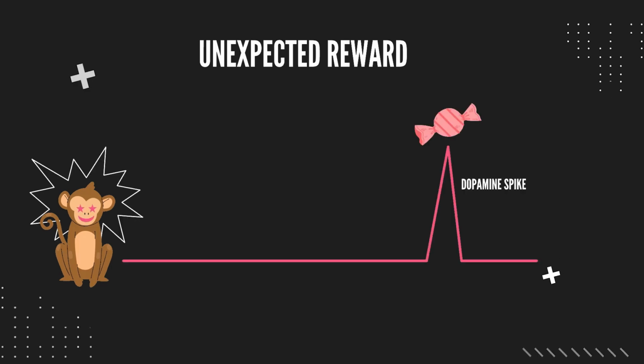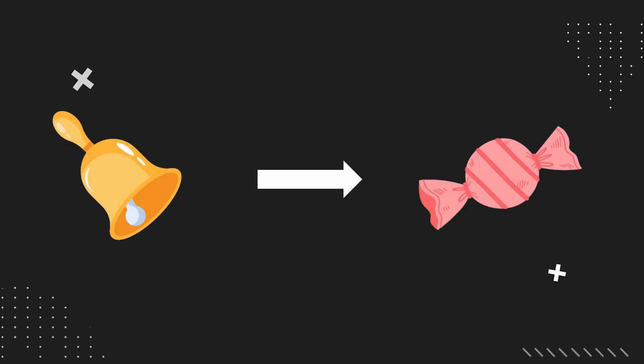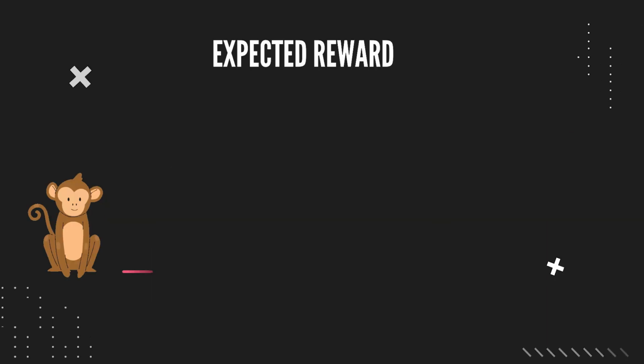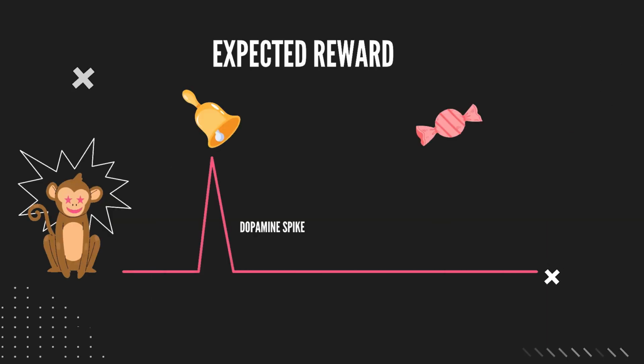So when you give a monkey a treat, like a piece of candy, he's gonna be happy and there's gonna be a little spike of dopamine in his brain. We all get that. But if you train the monkey to associate a bell with the coming of a treat, then that dopamine spike happens when he hears the bell, more so than when he actually gets the reward a couple of seconds later.